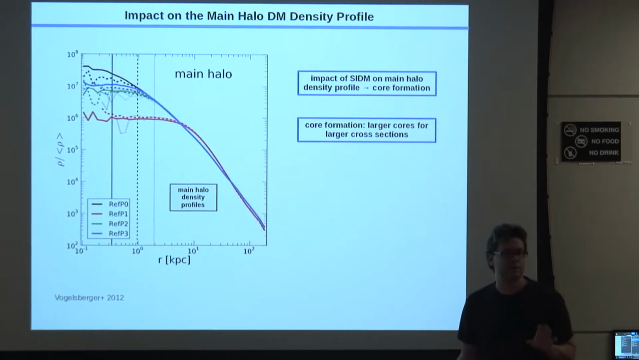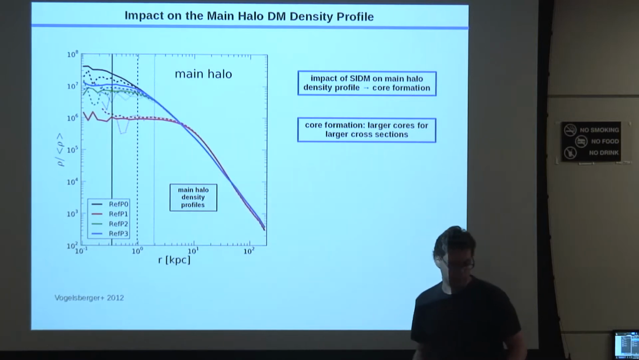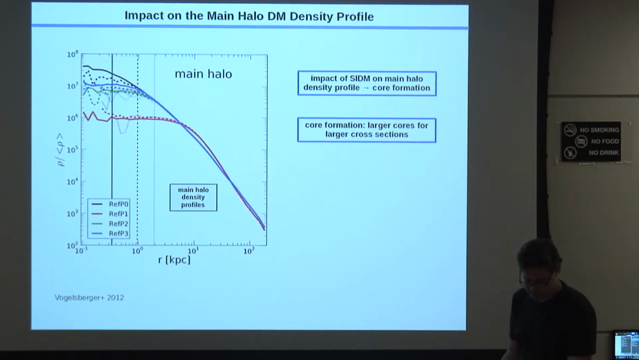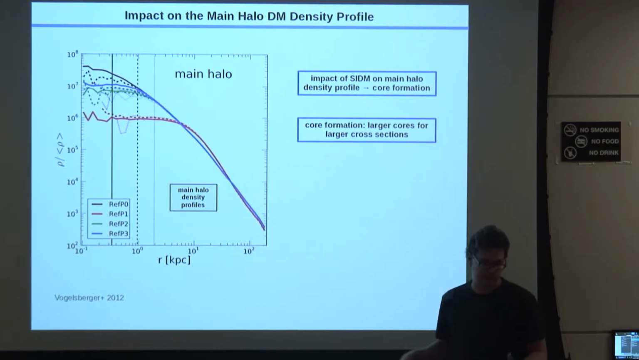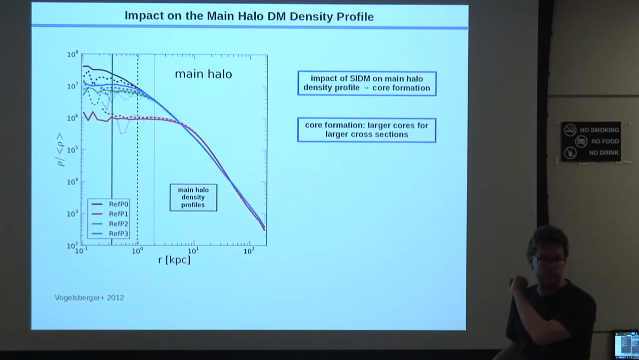And that's very good, because that is what we want to solve this too big to fail problem, because we said before we have too much mass in the predictions compared to the observations at the centers. So this is actually exactly what we want, so it goes in the right direction. And by the way, this is also one of the main reasons why SIDM was revived again, because it has this feature and it has implications for the too big to fail problem.